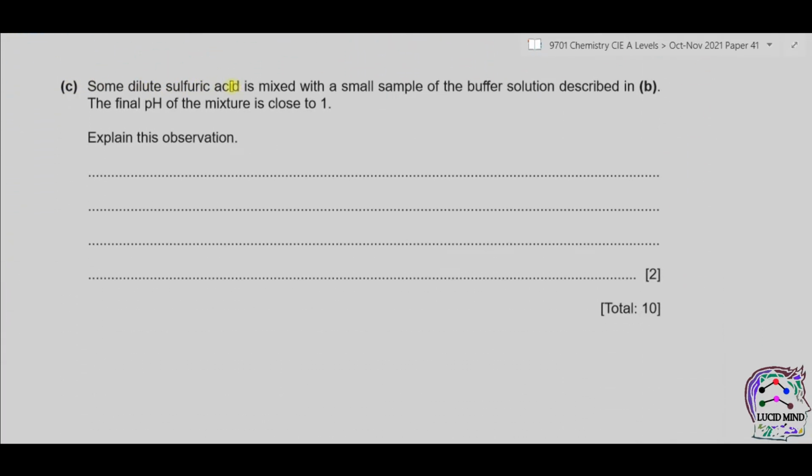Part C, some dilute sulfuric acid is mixed with a small sample of the buffer solution described in part B. The final pH of the mixture is close to 1. Explain this observation. As we know from the previous part, the pH of the buffer was 5. Now the pH is 1. So as the pH has decreased from 5 to 1, it means the concentration of H⁺ ions has increased.